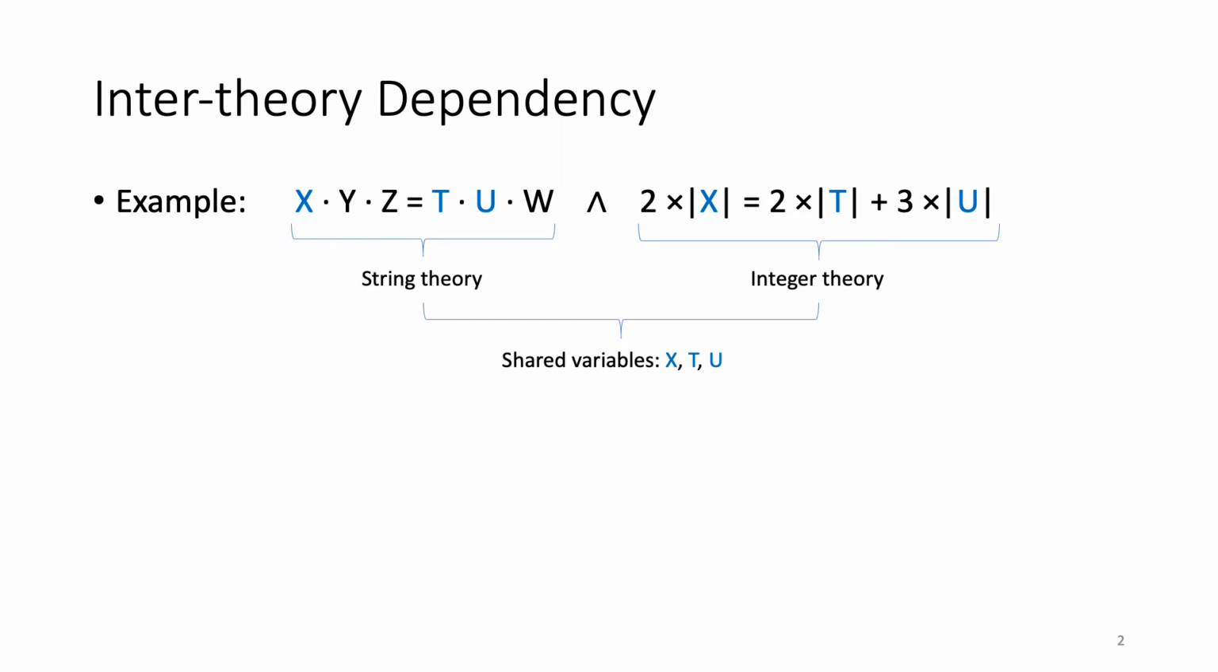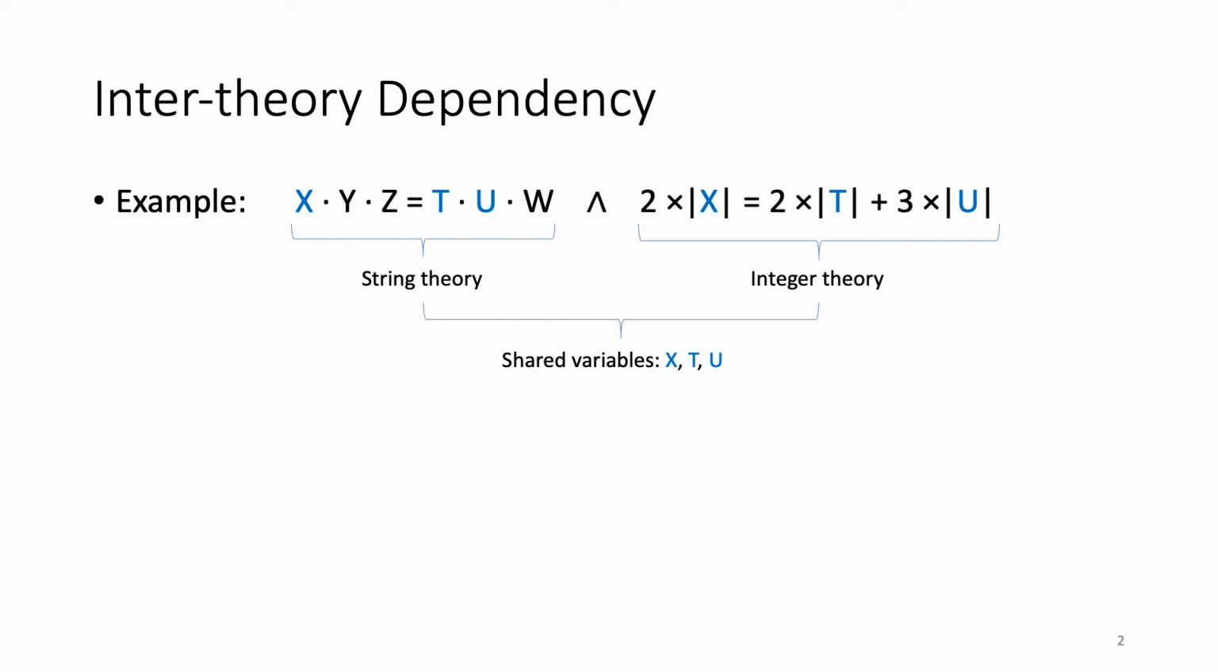To describe it, let's look at the following example where we have a conjunction between two constraints, a string equation and a length constraint. We have two constraints belonging to two theories, string and integer. The two constraints depend on each other since they share common variables x, t, and u. So by dependency, I mean they share common variables.